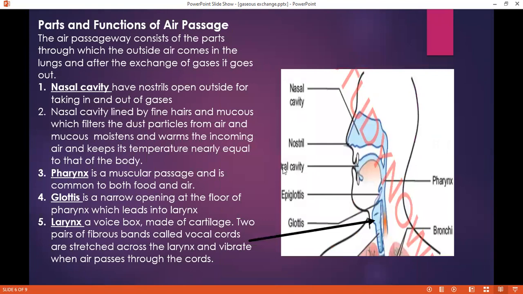Parts and functions of the air passage. The air passage consists of the parts through which the outside air comes into the lungs and, after the exchange of gases, goes out.